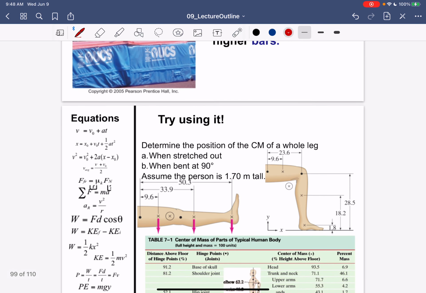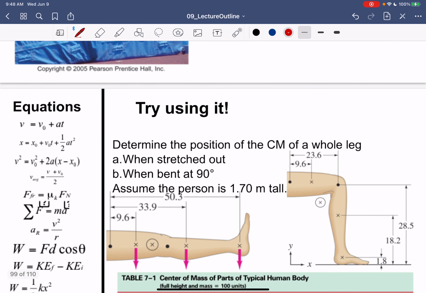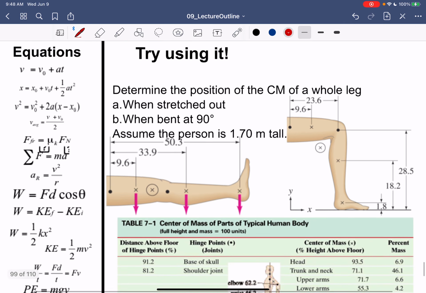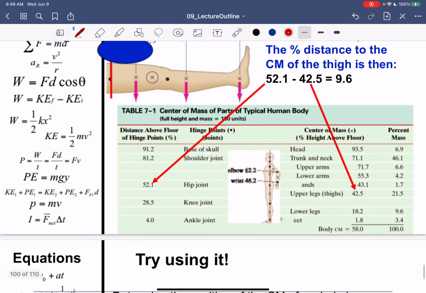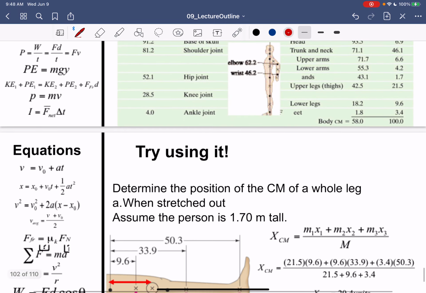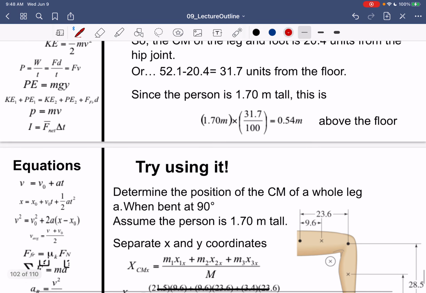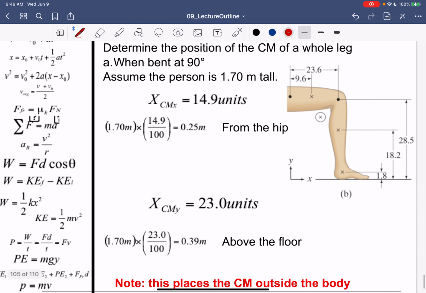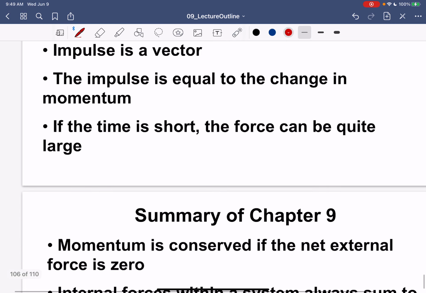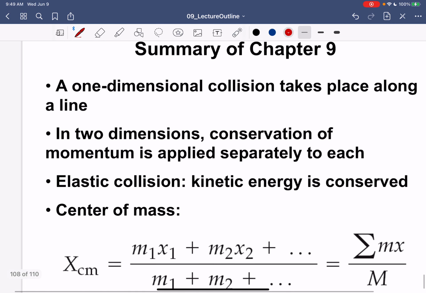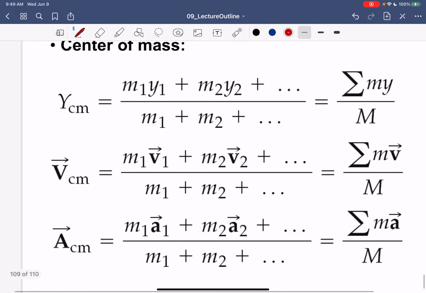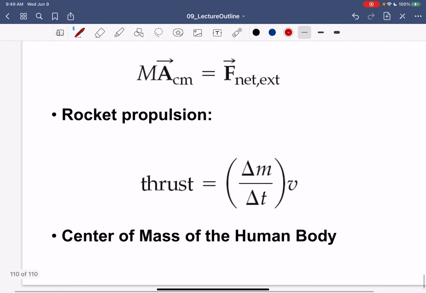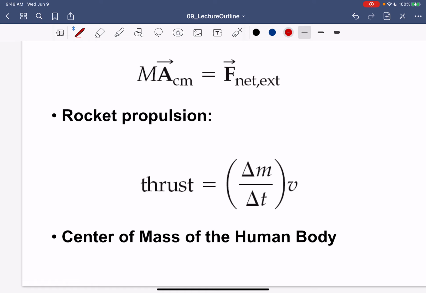You can try this to determine the position of the center of mass of the whole leg when it is stretched out like this and when it is bent at 90 degrees. It's a very straightforward calculation, but I don't want to go over it, and it's for you. And this is the summary of the chapter. It was such a long chapter. Just look at it, and please watch the videos. Thank you and have a great day.